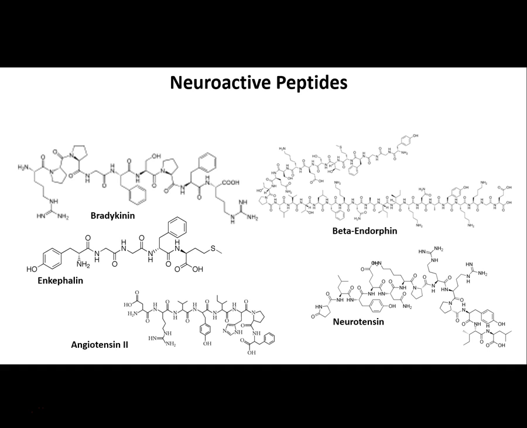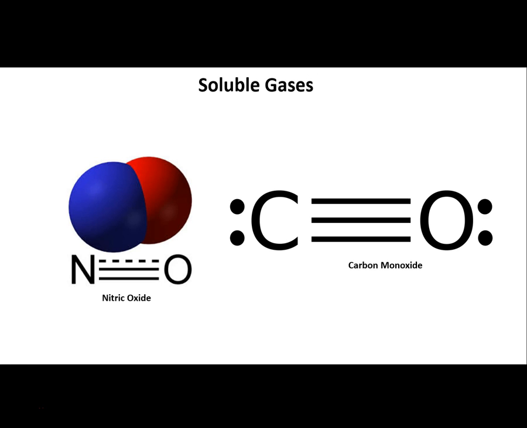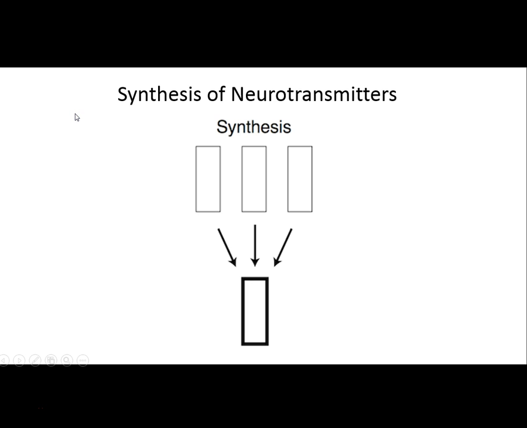all other types of neuroactive peptides. And of course, we can see the difference in structure between the different classes of neurotransmitters. From these slides, we can observe that the neuroactive peptides are the ones with the most sophisticated chemical structure. Then we have the soluble gases like nitric oxide and carbon monoxide. So these are basically the different types of neurotransmitters, or let's say the chemical categories of neurotransmitters.